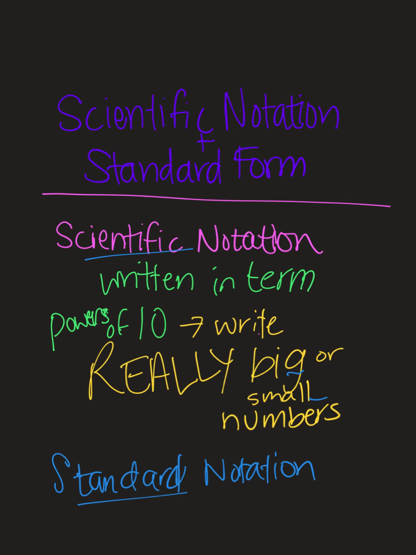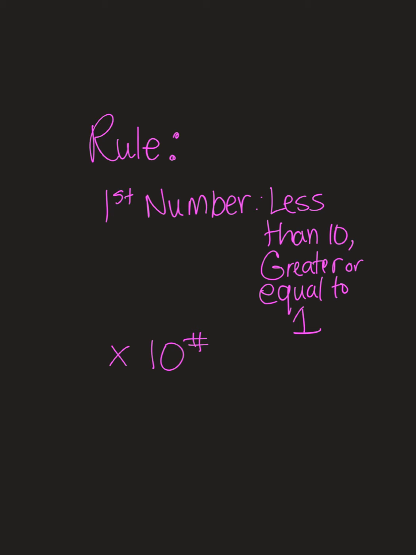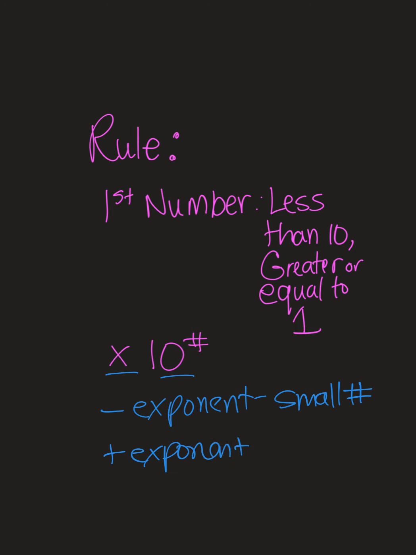Okay? So, what are some examples and what are our rules? First of all, our rules. The rule is the first number in scientific notation is less than 10 and greater than or equal to 1. The second number is a power of 10, so we write times 10 to the power of whatever exponent it's supposed to be, so negative or positive. If we have a negative exponent, we have a really small number. If we have a positive exponent, we have a really big number.